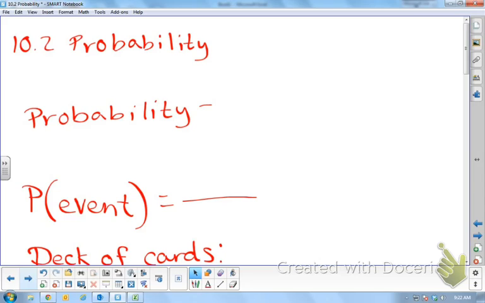Okay? So, probability is seen a lot in gambling. It does lead to statistics, which is used in a lot more places. But most of what we're going to focus on today is working with cards or working with dice, because probability is largely used in gambling.